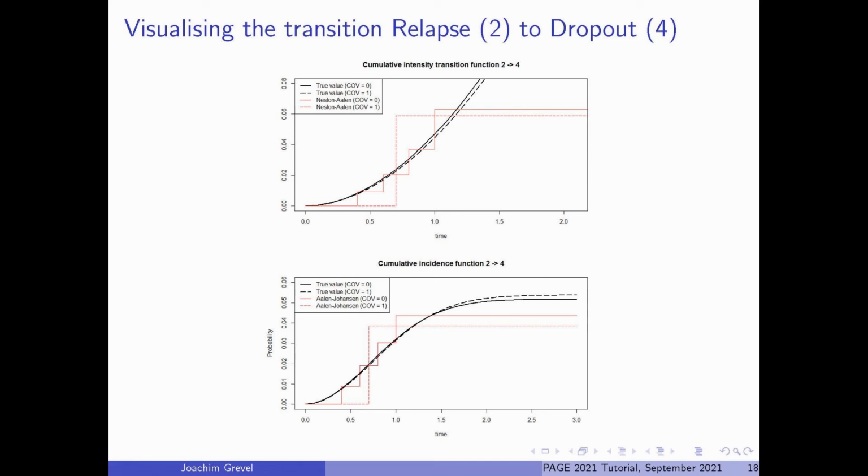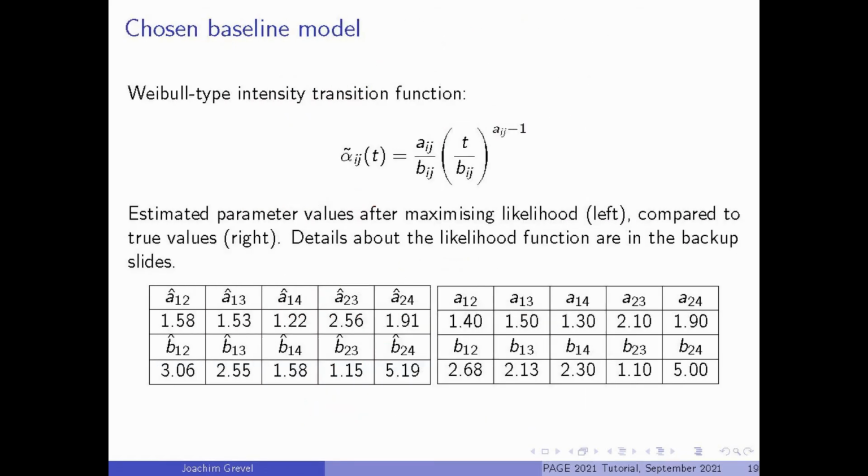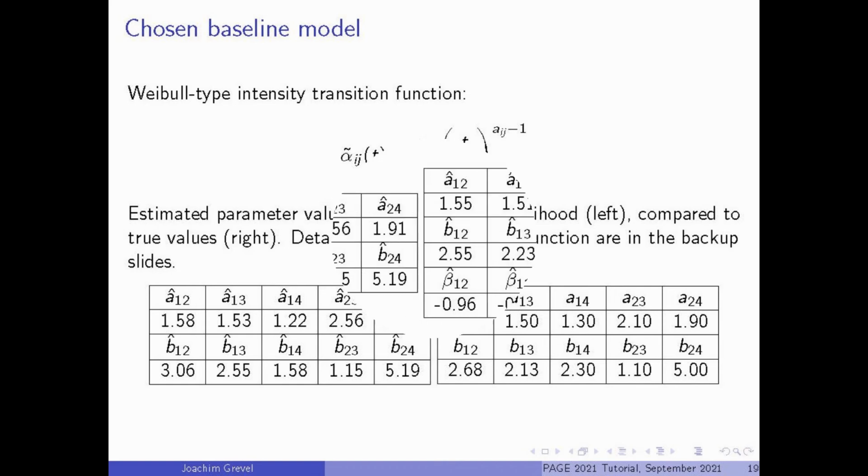And transitions from relapse to dropout are altogether rare and really too few to estimate the influence of active treatment or placebo. On this slide, I show you the parameter estimates for our chosen base model first. We have for all 5 transitions chosen Weibull type intensity transition functions. We see the estimated parameters on the left and can compare them to the true values used in the simulation on the right, and we see very good agreement between estimated and true values.